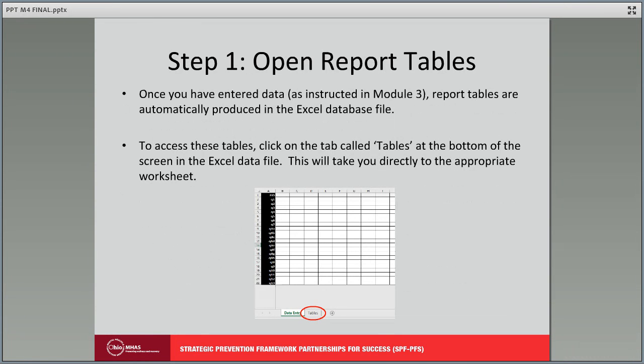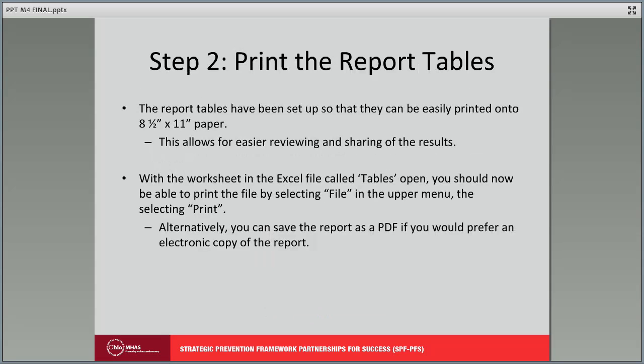There are 3 steps involved in correctly opening, printing, and reviewing the report tables. The first step is to open the report tables. Once you have entered survey data, as instructed in Module 3, the tables are automatically produced in the Excel database file. To access these tables, click on the tab called Tables at the bottom of the screen in the Excel data file. This will take you directly to the appropriate worksheet. The image below shows a portion of the bottom of the Excel database file. Click on the word Tables, which will be directly next to the words Data Entry.